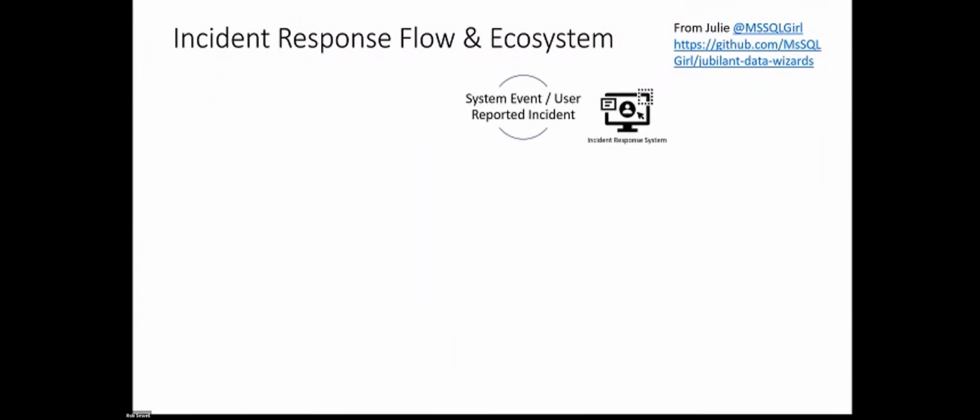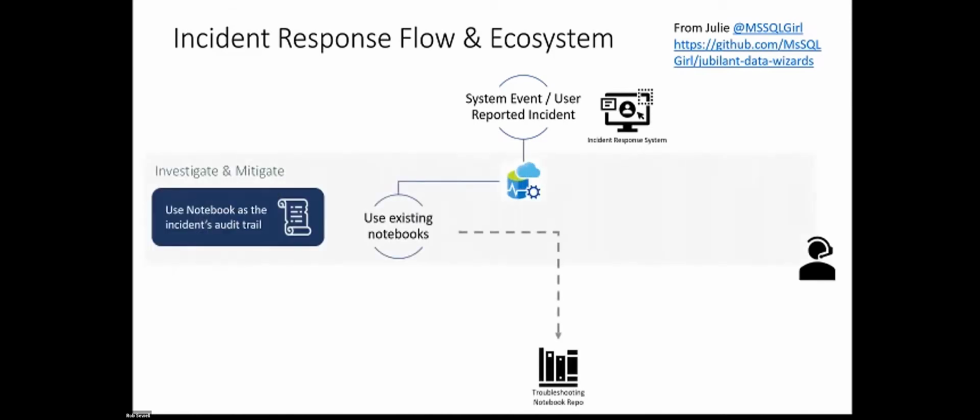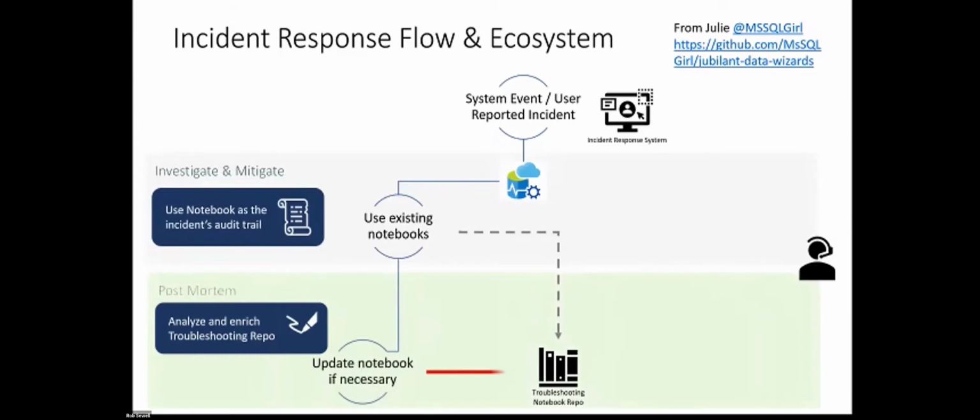So it's going to start with an incident response system generating an incident. Maybe it's because a user phoned the service desk and they filled it into the system. Maybe it automatically generated because of some metrics that occurred. And the first thing that you're going to do is a person, maybe the service desk, maybe they call somebody out, is then going to investigate and hopefully mitigate the issues. And they're going to use the notebook as the audit trail of what they did. So they're going to open up Azure Data Studio and they're going to use their existing notebook, which they got from their troubleshooting notebook repository, because we keep things in source control.